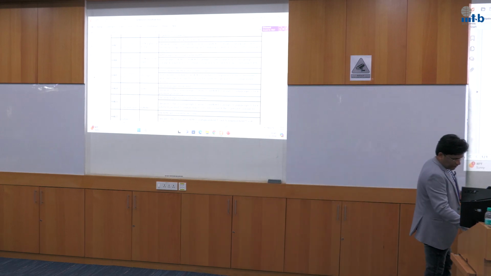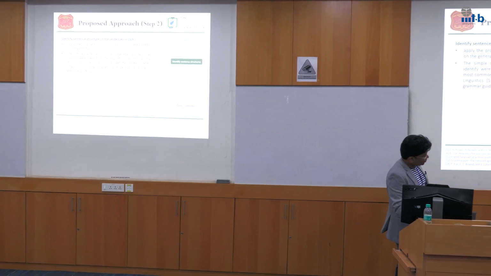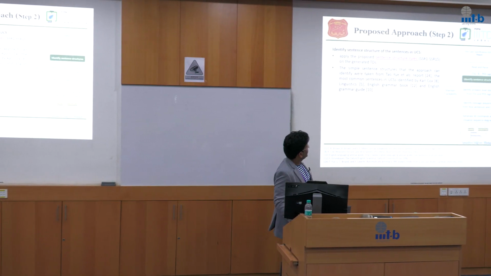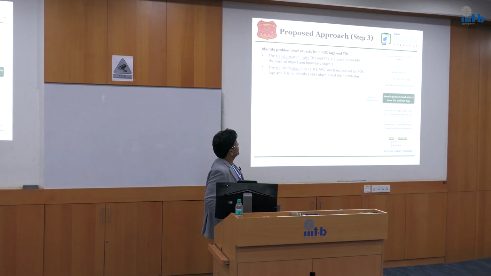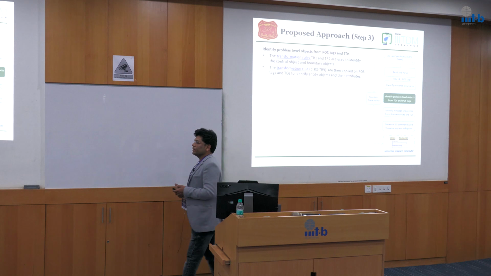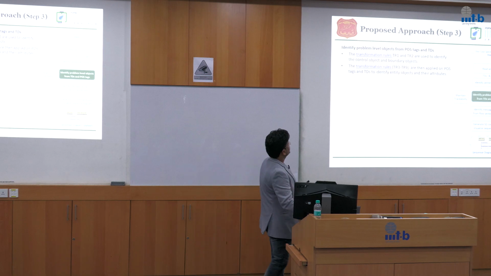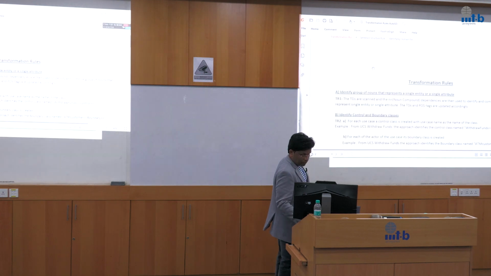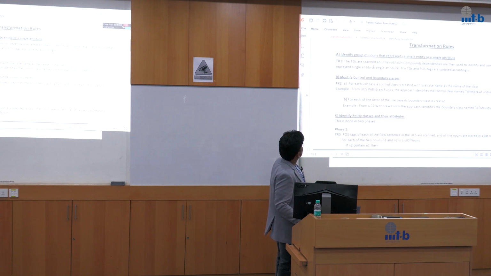Once the sentence structure of the sentences is identified, then we apply the transformation rules. For each kind of sentence, we have created a transformation rule. These transformation rules help us to extract the required information from the given sentence based on its structure. So these are the transformation rules.